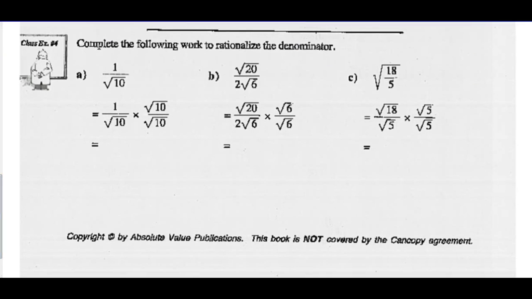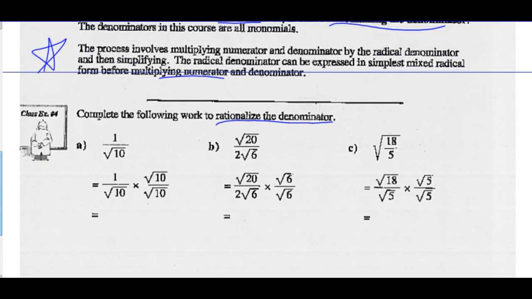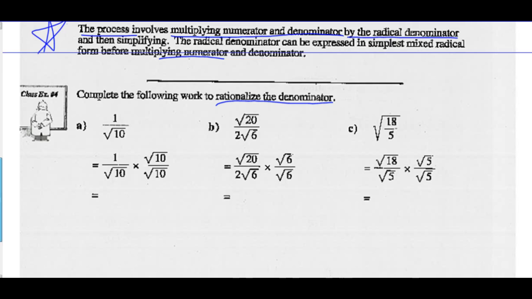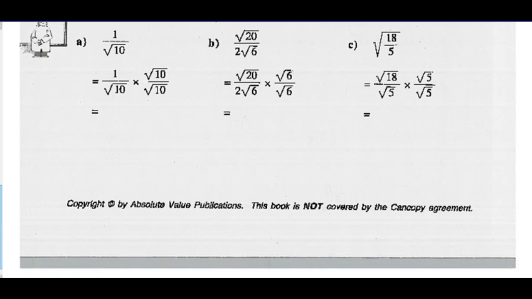So, complete the following work to rationalize the denominator. That means eliminate the radical from the denominator. So I've got 1 over radical 10. We don't want to have radical 10 in the denominator. It told us how to do this. It said right here, the process involves multiplying the top and bottom, numerator and denominator of the fraction, by the radical denominator. So whatever the radical denominator is, we're going to multiply the top and bottom by that. So my radical denominator is radical 10. So I multiply by radical 10 over radical 10.